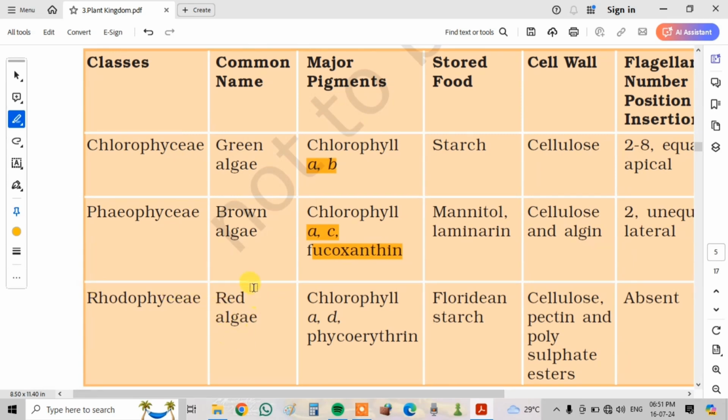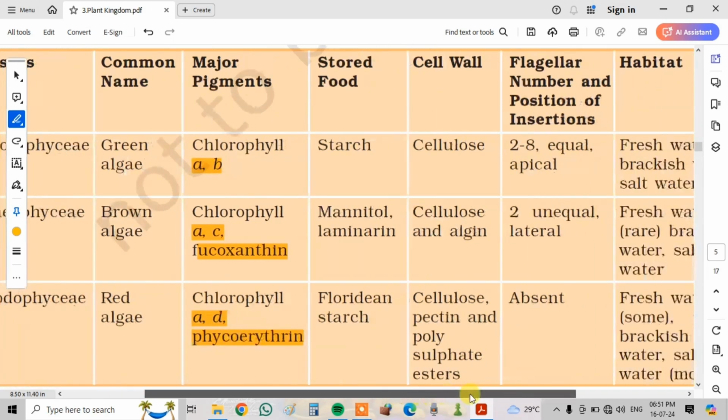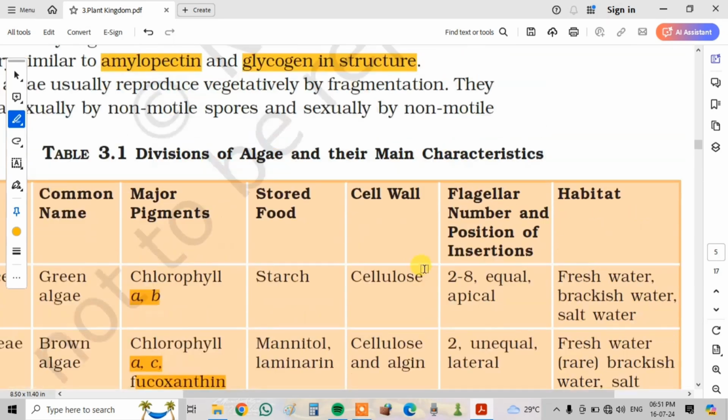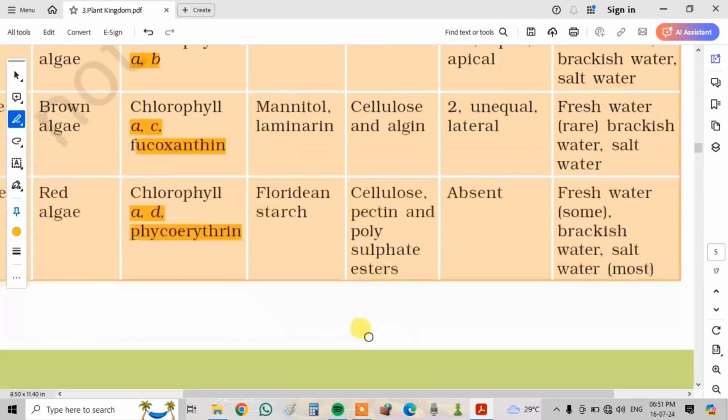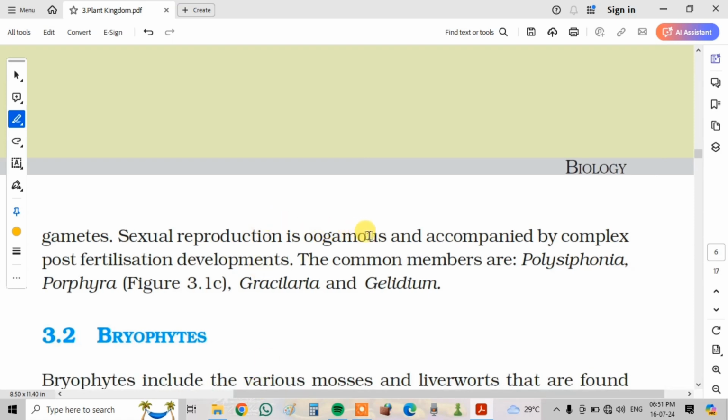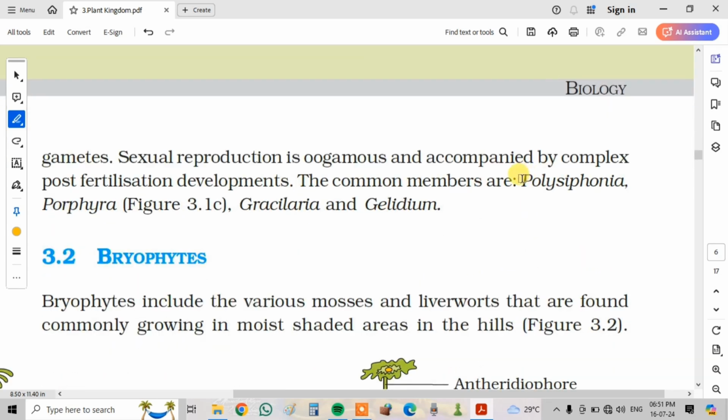Next, Rhodophyceae, common name red algae. Major pigments are chlorophyll a and d, and phycoerythrin, and stored food is floridean starch. Cell wall is made up of cellulose, pectin, and polysulfate esters. Flagella are absent here, and habitats are freshwater, brackish water and marine. Asexual reproduction is by non-motile spores, and sexual reproduction is oogamous, accomplished by complex post-fertilization developments. The common members are Polysiphonia, Porphyra, Gracilaria and Gelidium.